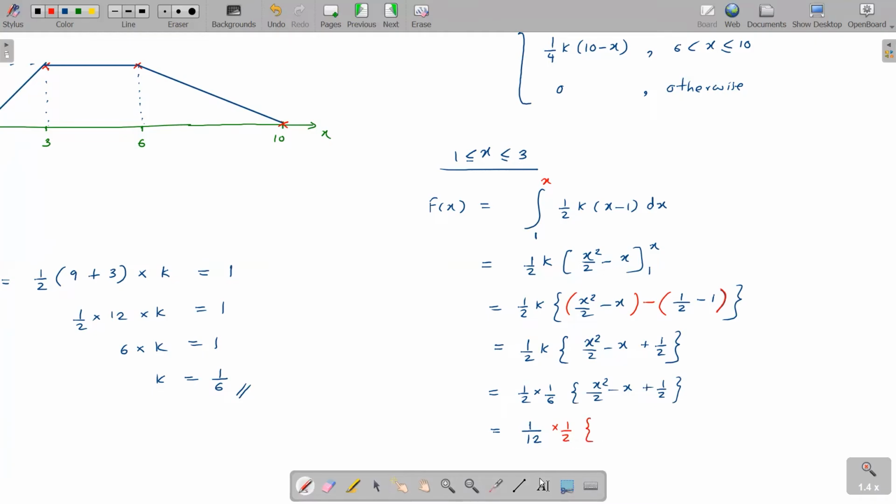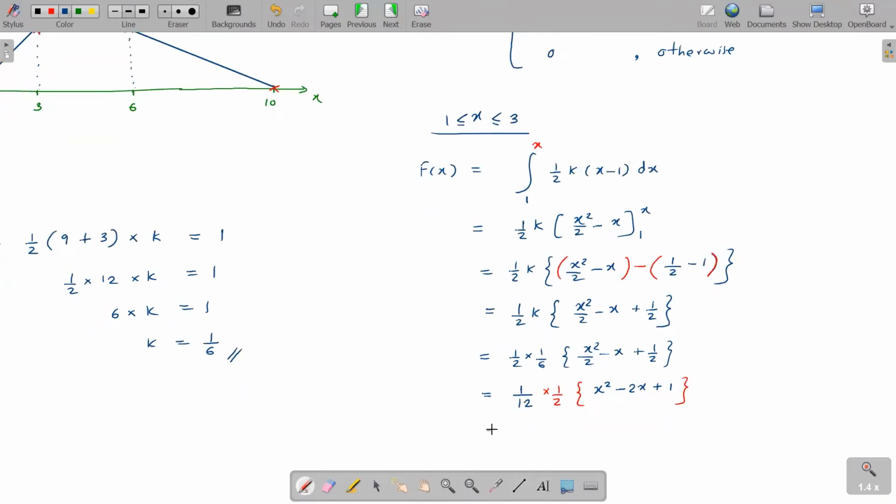Are you aware of that? When you take a half out, it means you are multiplying inside with 2. So 2 times x square over 2 is x square, minus 2x, plus half into 2 is 1. Do you get what I'm doing? Basically you multiply everyone by 2, or else you could take 2 as the common denominator and then take the 2 out. So then you get x square minus 2x plus 1. Anything is okay. So I get 1 over 12 into half is 1 over 24 times x square minus 2x plus 1. This is the simplified answer for capital Fx for x values between 1 to 3.